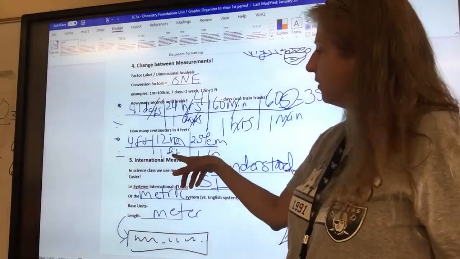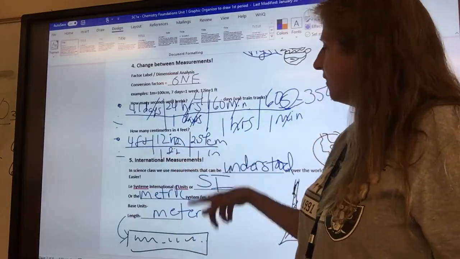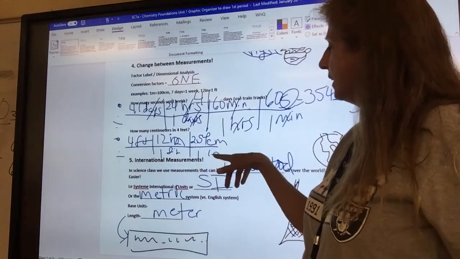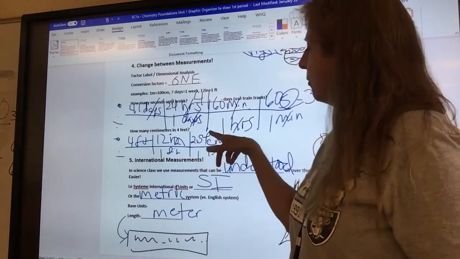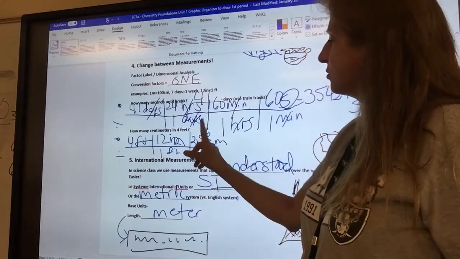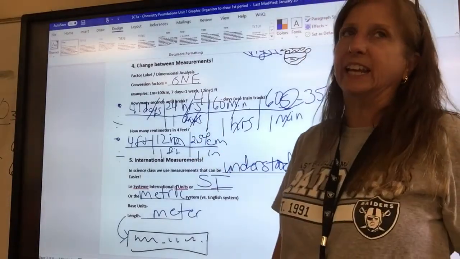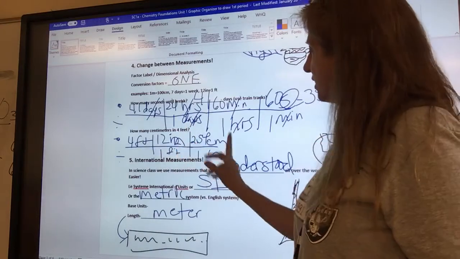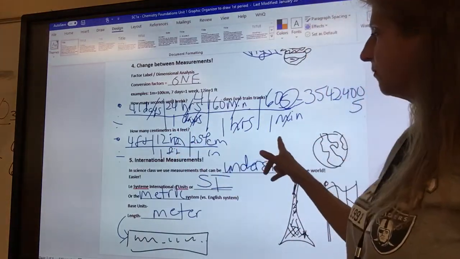We do feet, and then we switch to inches, and then the conversion factor between inches and feet is there are 12, and between inches and centimeters there's 2.54 centimeters in an inch. So feet cancel out, inches cancel out, and you're left with centimeters, but you can figure that one out yourself.